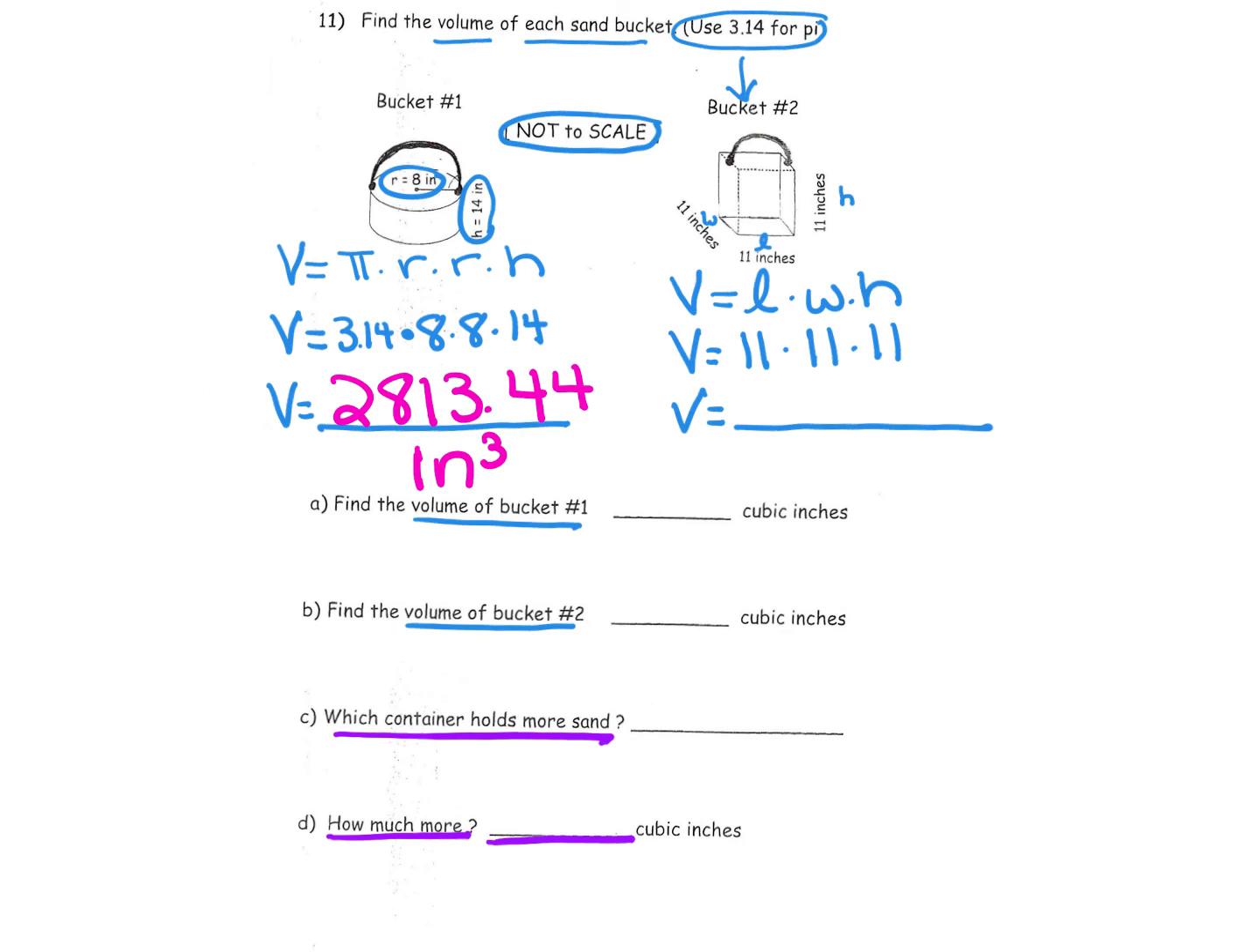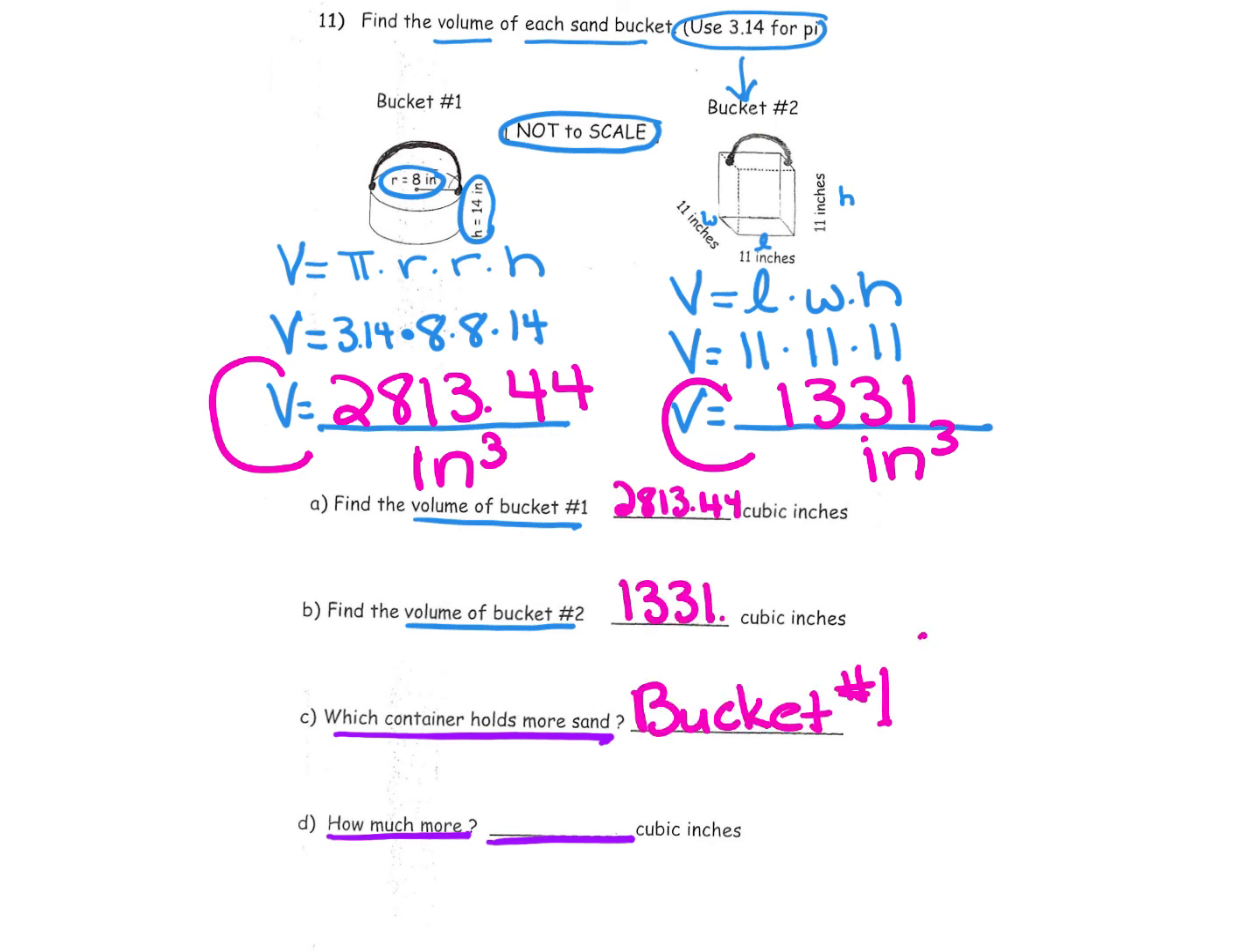Give yourself a C if this is what you have for the volume of the cylinder. Give yourself another C if this is what you came up with for the volume of the cube. Clearly, bucket number 1 holds more sand. How much more? Let's see if you agree with my answer.